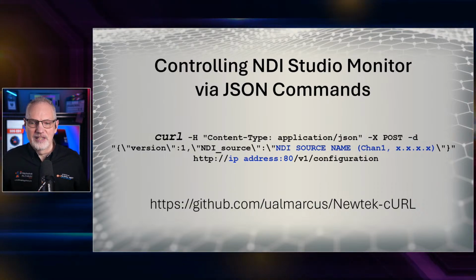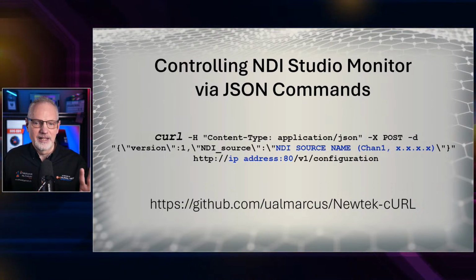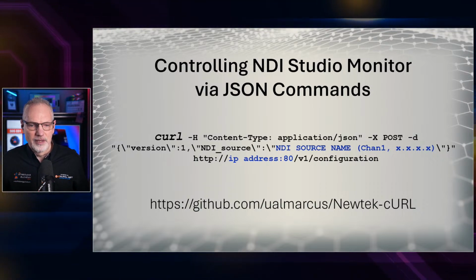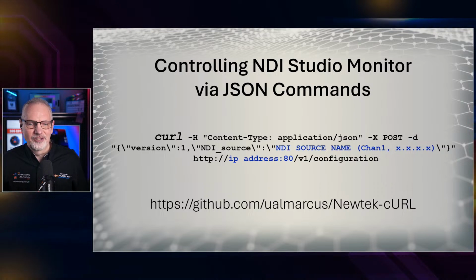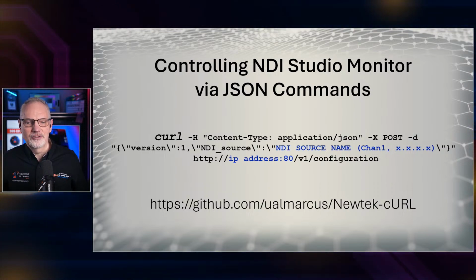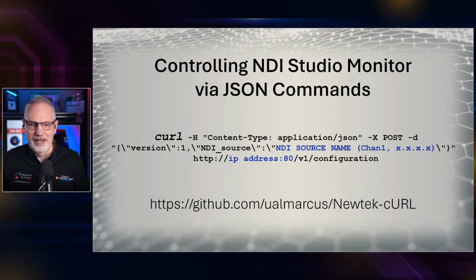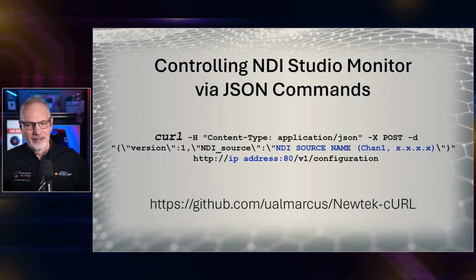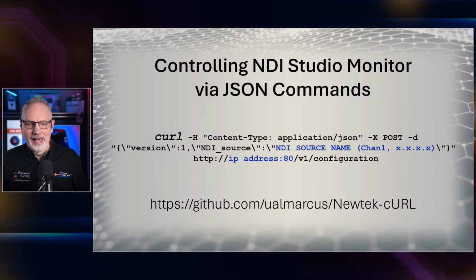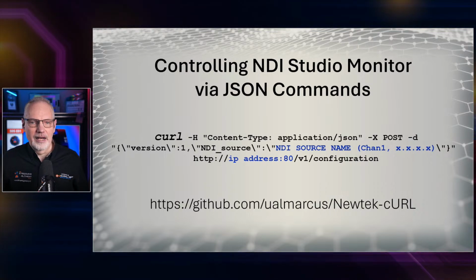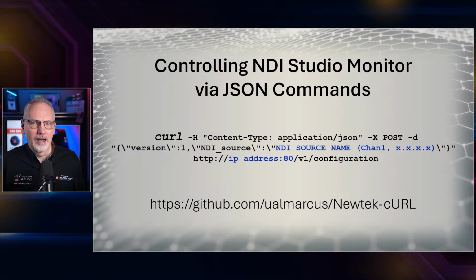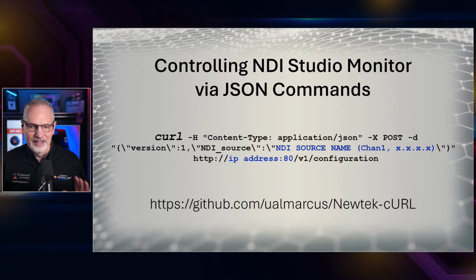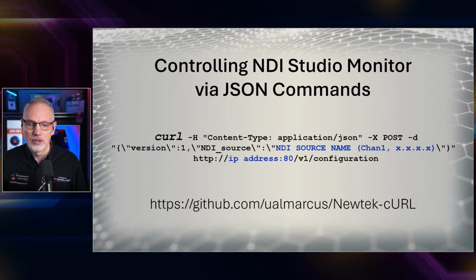And the data that I want in this post command, the data that I'm posting, is going to be this structure here, which is saying this is to select an NDI source. So this is saying this is version 1, selecting an NDI source is the command. This is the source name, exactly how you'd see it. And this is the location that I want, the URL that I want you to post that data set to. And that's exactly how this would all operate.